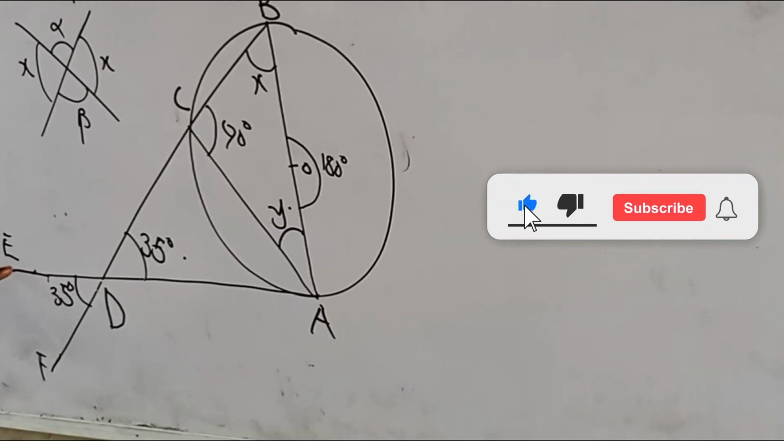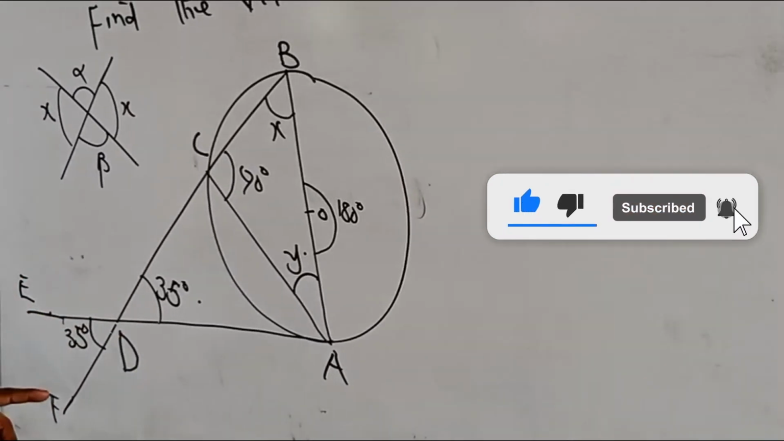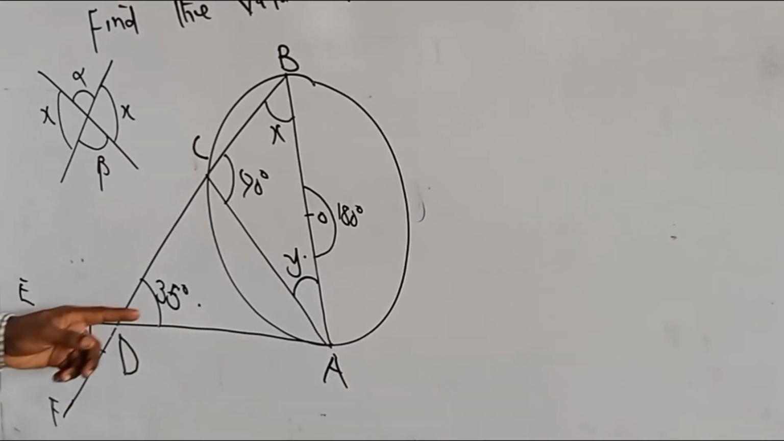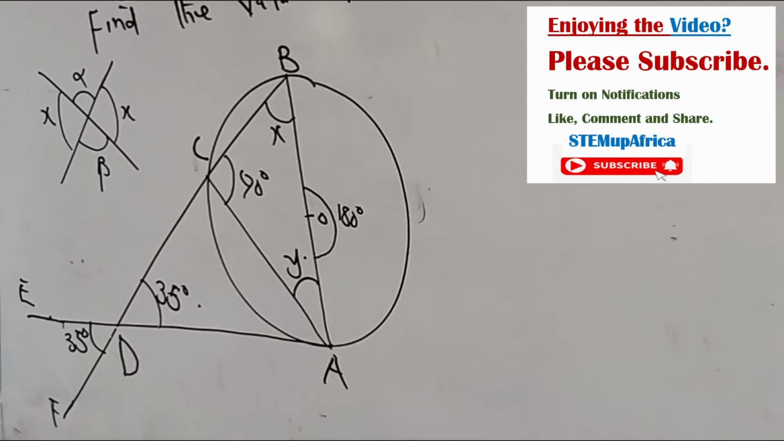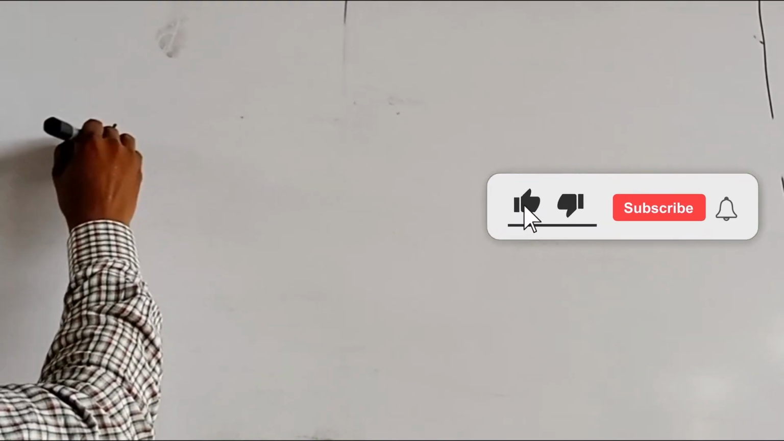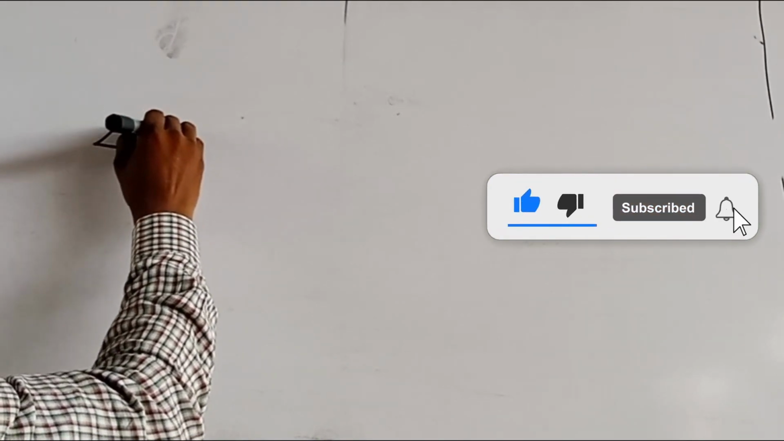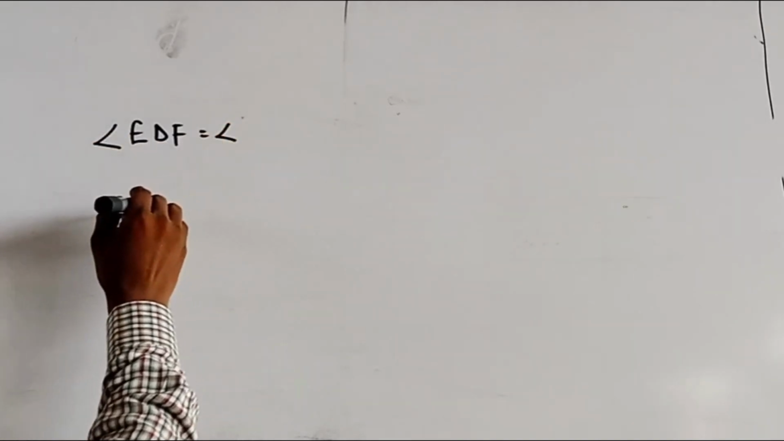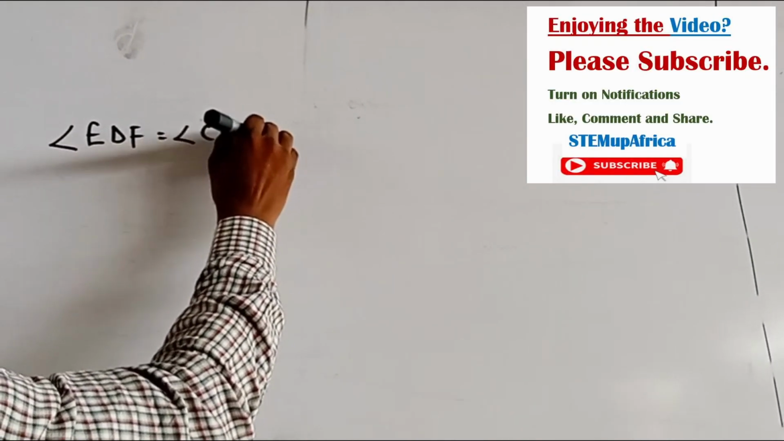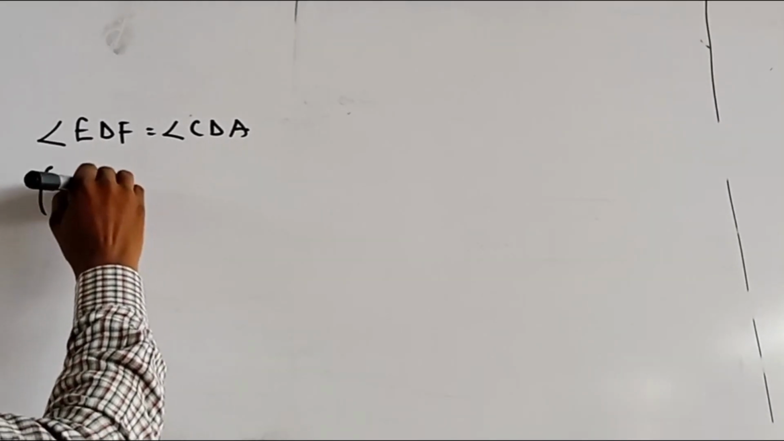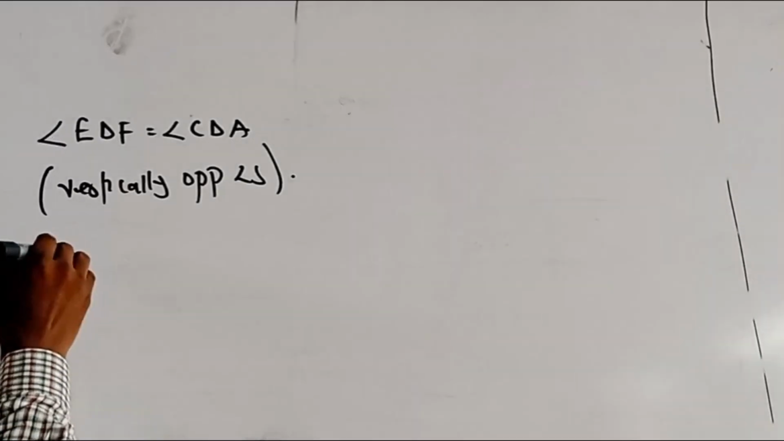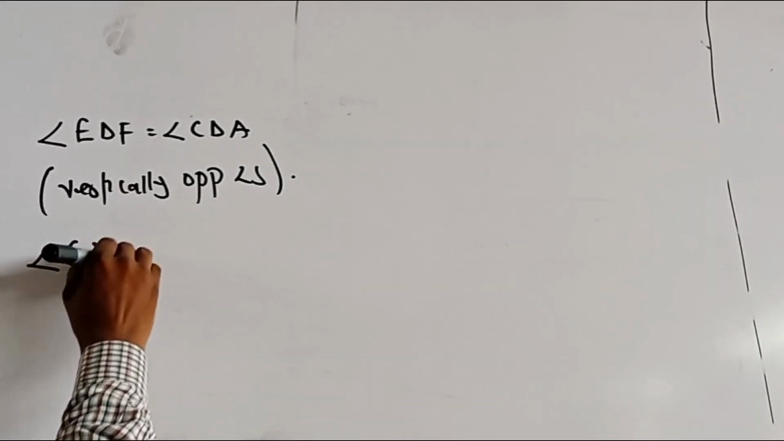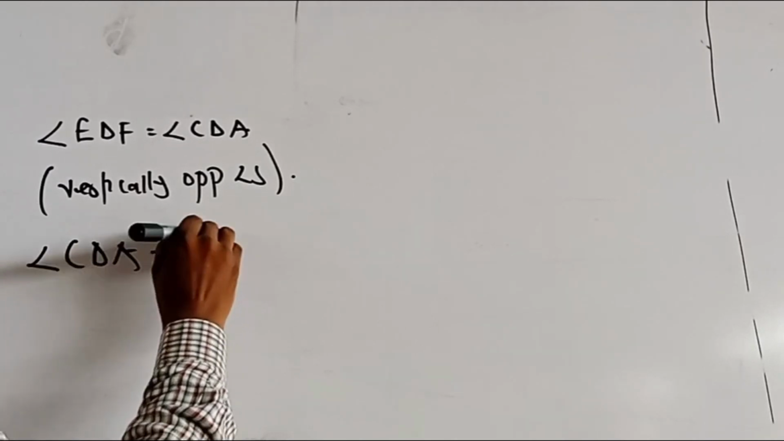Angle EDF is equal to angle what? CDA. Both of them are 35 degrees, which is simply vertically opposite angles. Applying the concept of plane geometry: angle EDF is equal to angle CDA. Reason: vertically opposite angles. That means angle CDA is 35 degrees.